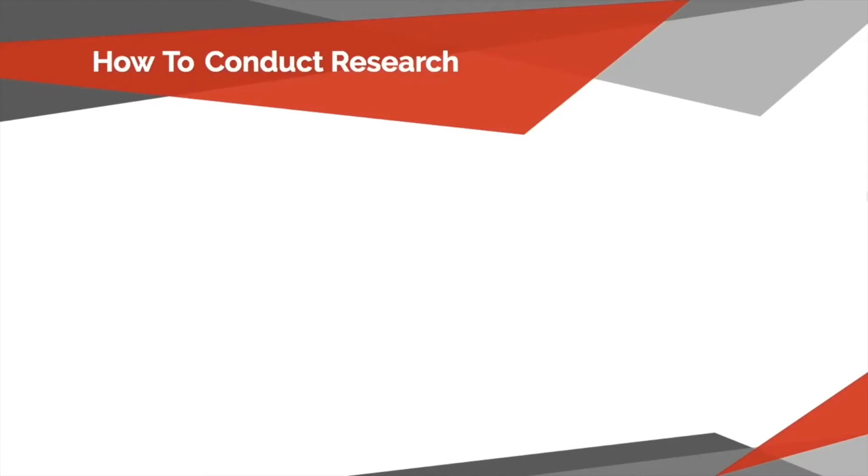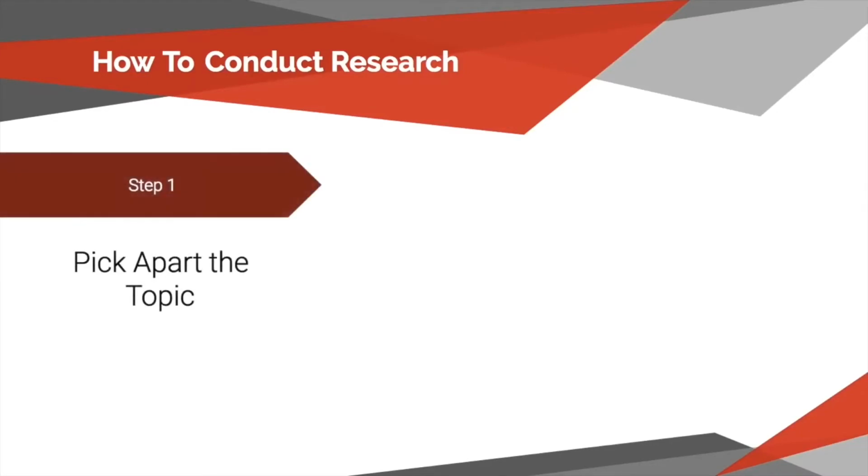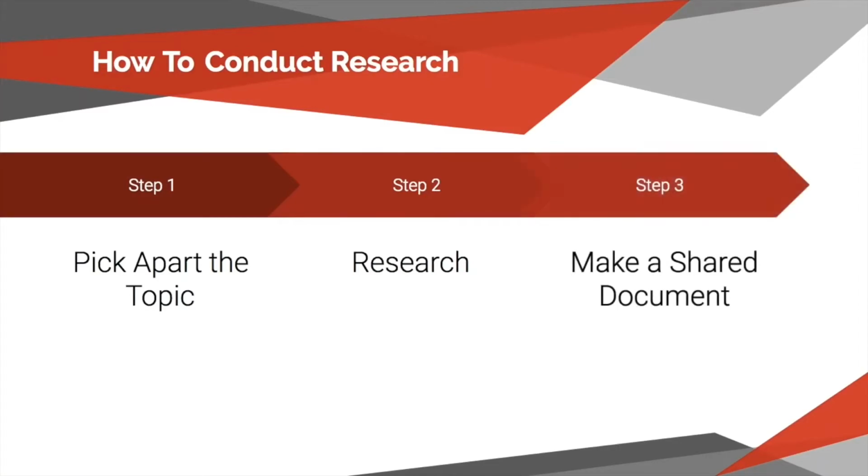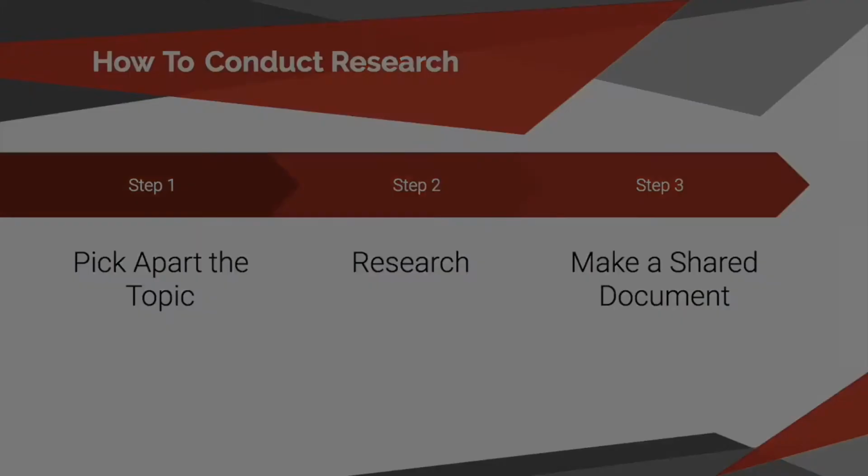Conducting research is a three-step process. Step 1 is to formulate questions based on the challenge statement. Look for keywords. Step 2 is to find relevant answers to your questions through trusted websites and experts in the fields. Finally, Step 3 is to document your findings. Add relevant links to the document.